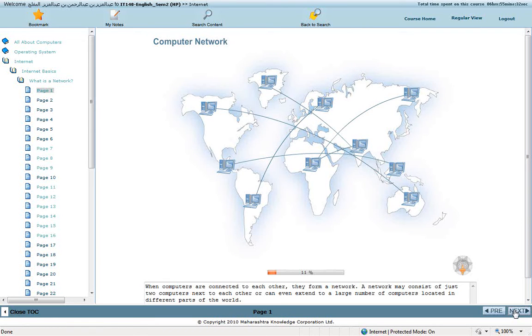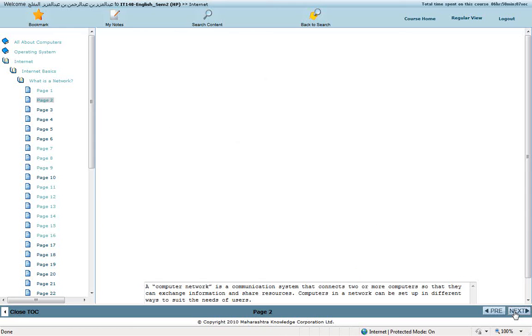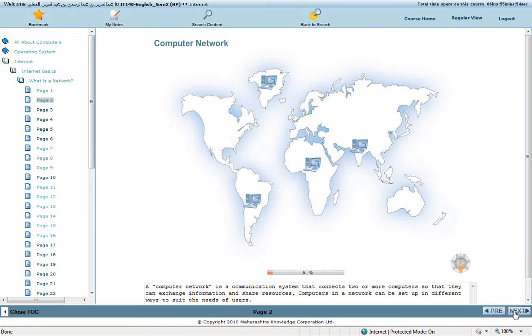When computers are connected to each other, they form a network. A network may consist of just two computers next to each other, or can even extend to a large number of computers located in different parts of the world. A computer network is a communication system that connects two or more computers so that they can exchange information and share resources. Computers in a network can be set up in different ways to suit the needs of users.